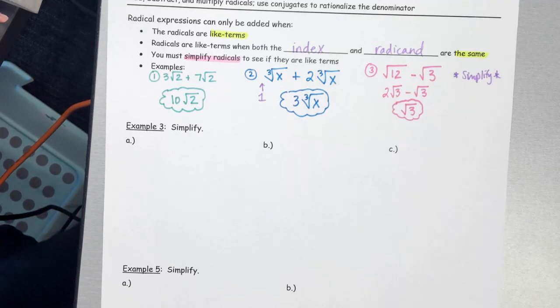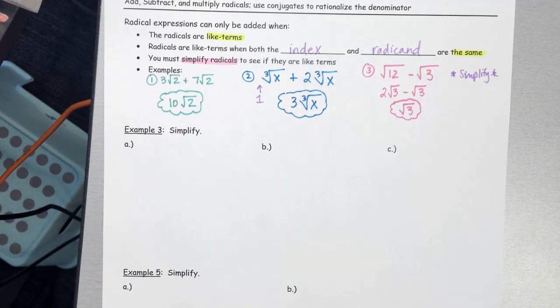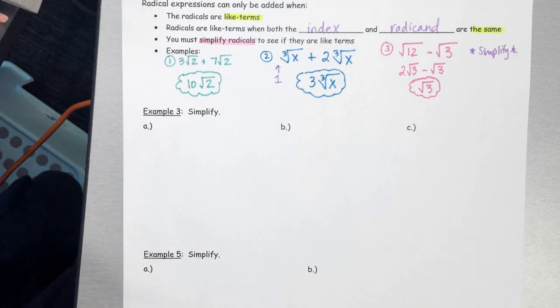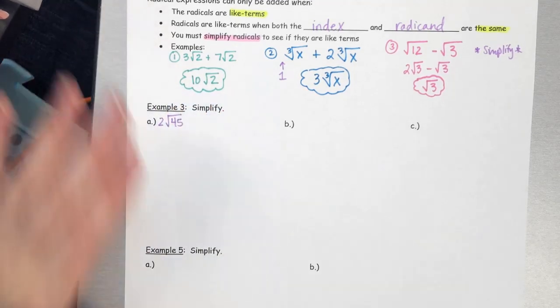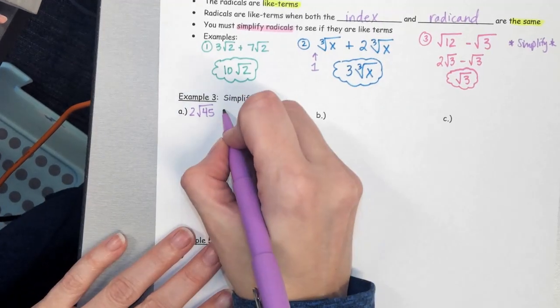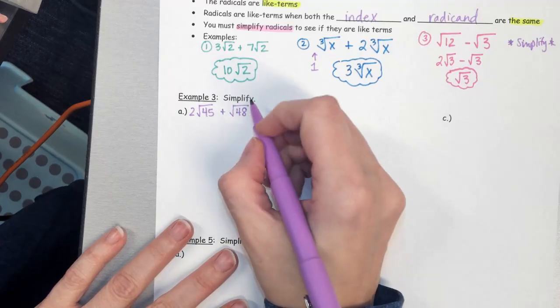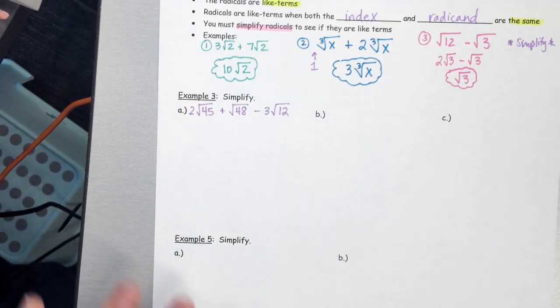Okay, so anytime you can simplify the radical, make sure you do that. Now, you're not always going to have like terms that you can add together. Sometimes they're not going to be like terms, so you just have to assess each situation. So for example 3, when we're simplifying, we have 2 root 45 plus the square root of 48 minus 3 root 12.